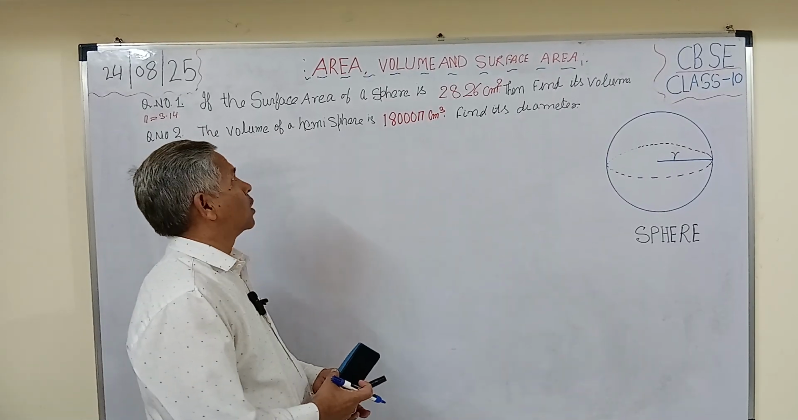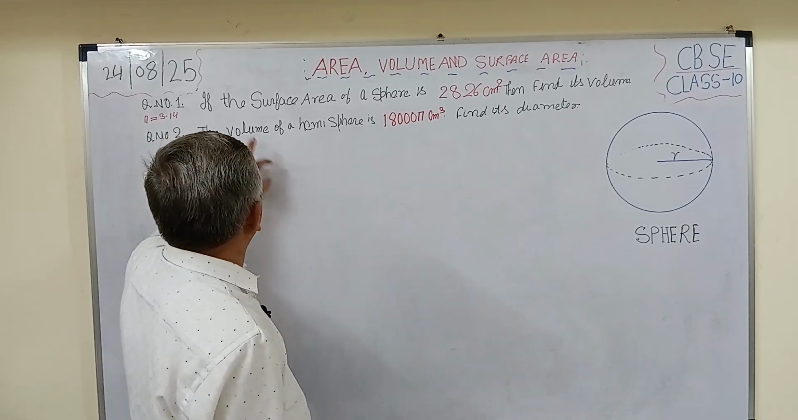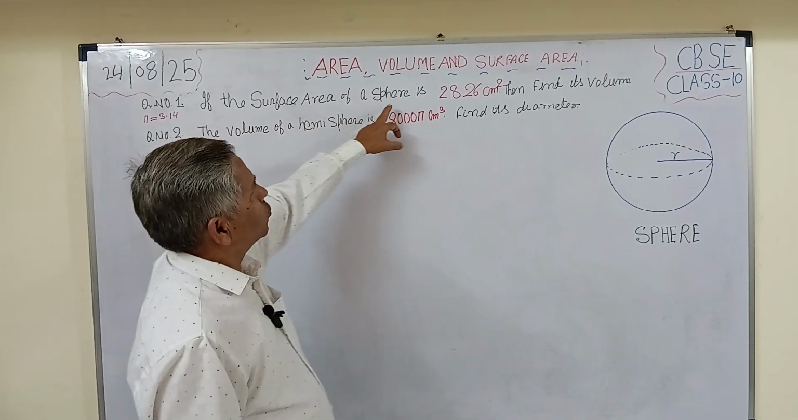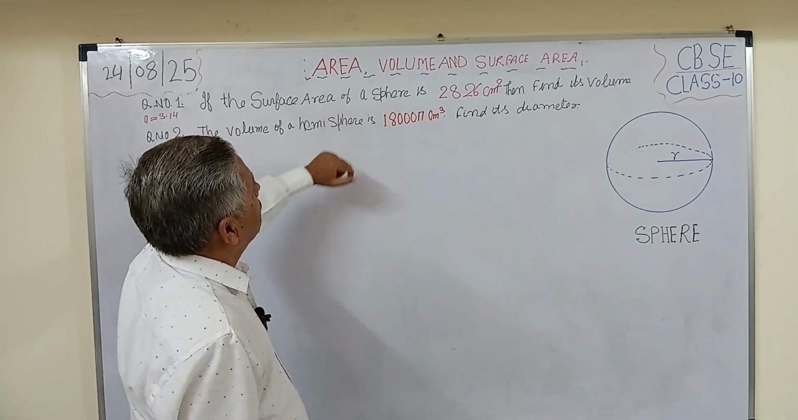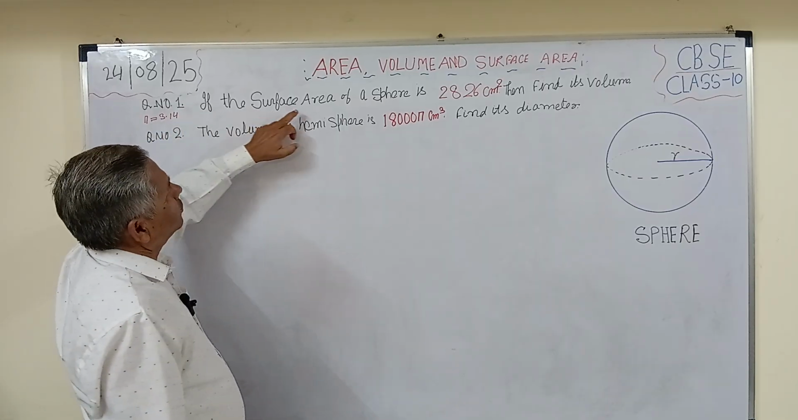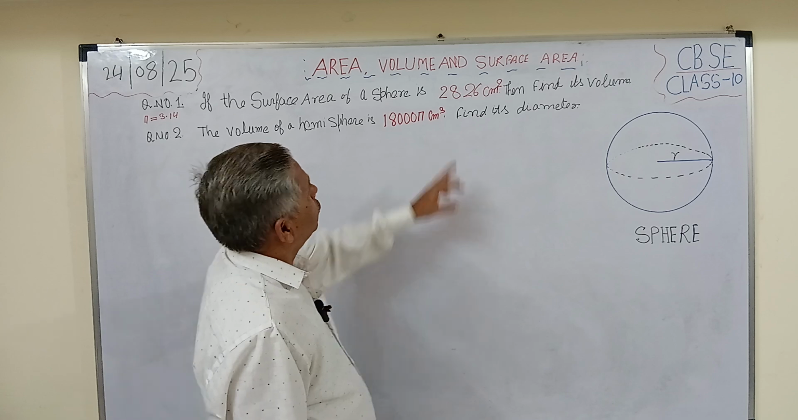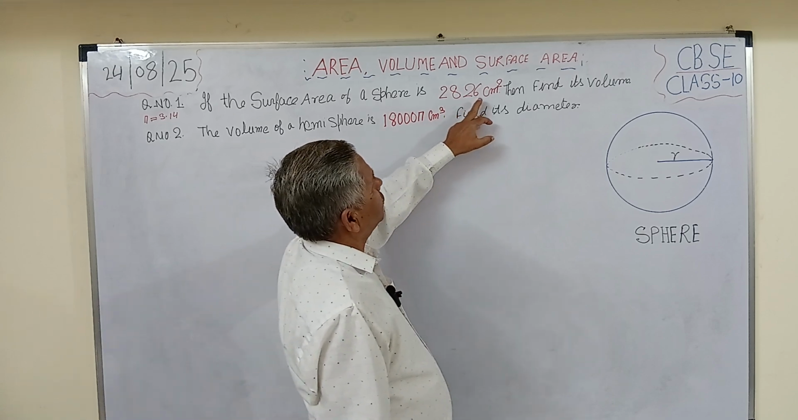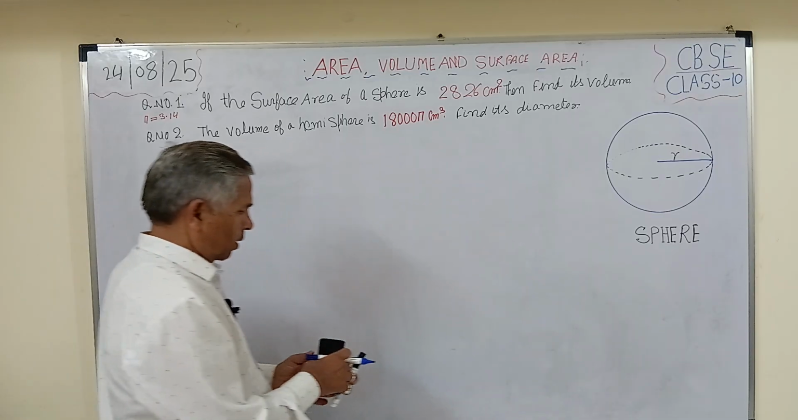Today I am going to solve questions on sphere and hemisphere. First I will take the sphere. Question number 1 is: if the surface area of a sphere is 2826 centimeter square, then find its volume.